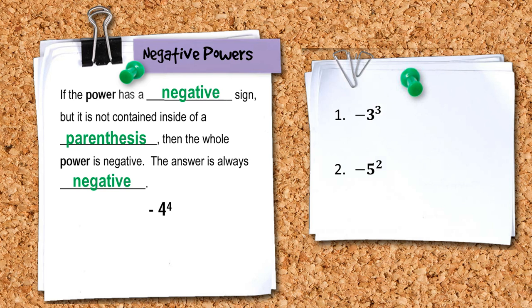Another way to look at it is, what does the exponent directly interact with? In this case, negative 4 to the 4th power. The exponent is only touching the positive 4 base. That negative is out by itself. So when I rewrite it, my base is 4, so I'm going to multiply positive 4 times itself 4 times. I still know that my answer, no matter what, is negative.